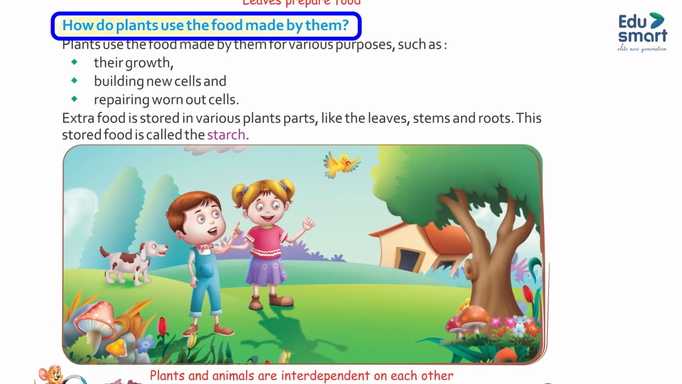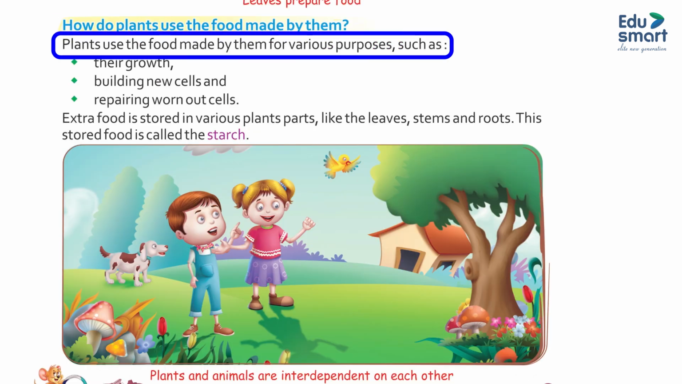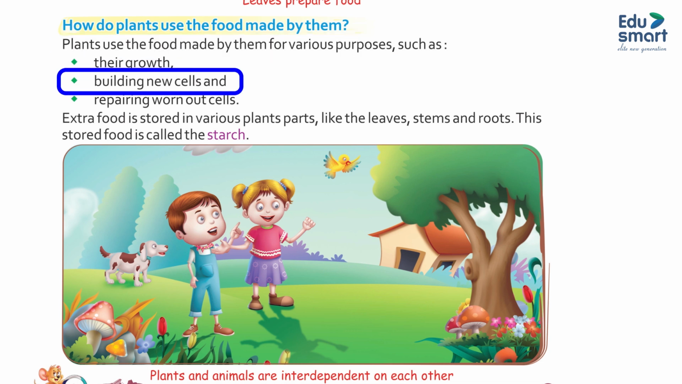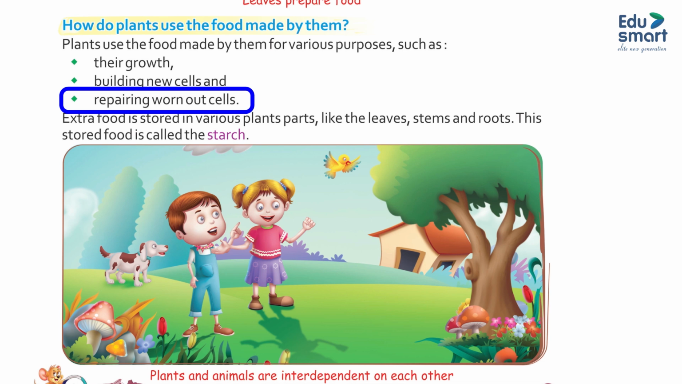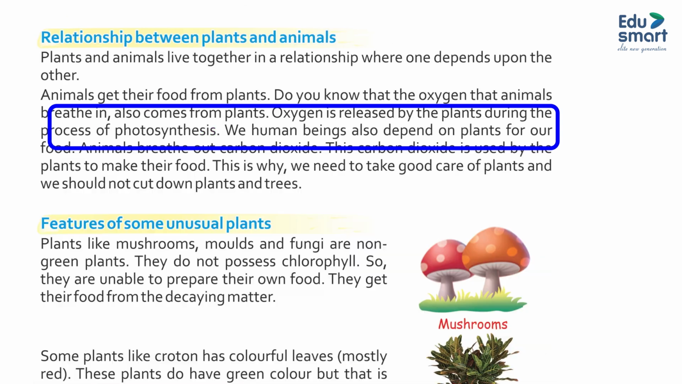How do plants use the food made by them? Plants use the food made by them for various purposes, such as their growth, building new cells, and repairing worn out cells. Extra food is stored in various plant parts like the leaves, stems, and roots. This stored food is called starch.